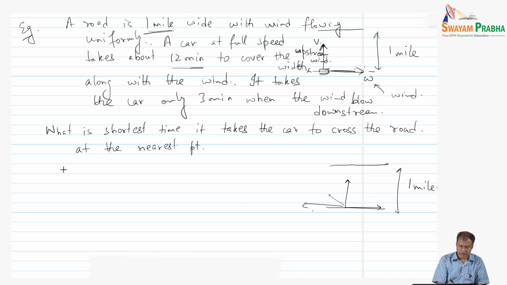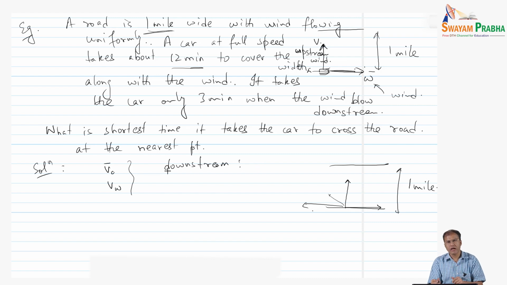So let us say the velocity of the car is Vc, and the velocity of the wind is Vw. What happens is that in a downstream situation, the wind is helping the car to speed up.